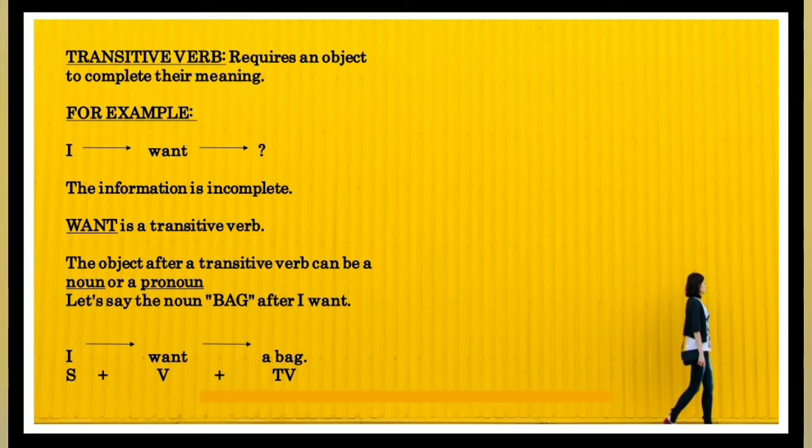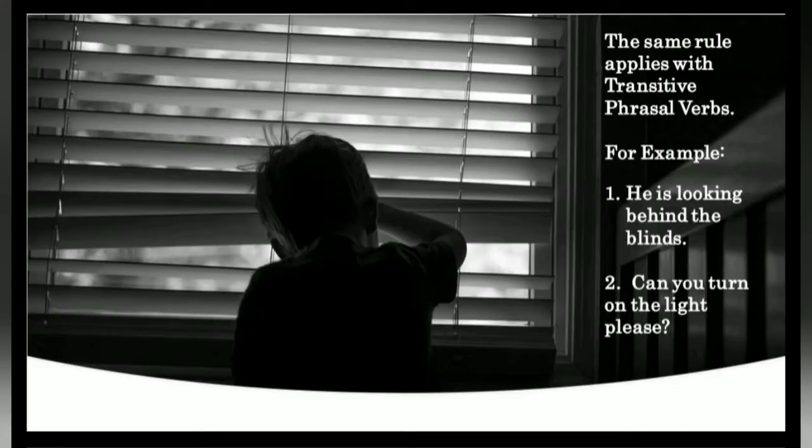According to the transitive verb, it requires an object to complete its meaning. For example, when we say I want... it doesn't make any sense because I want is not giving you a clear meaning about what is asked. The information is incomplete. So when we say I want a bag, the information is complete. The same rule applies with a transitive phrasal verb. For example, he's looking behind the blinds.